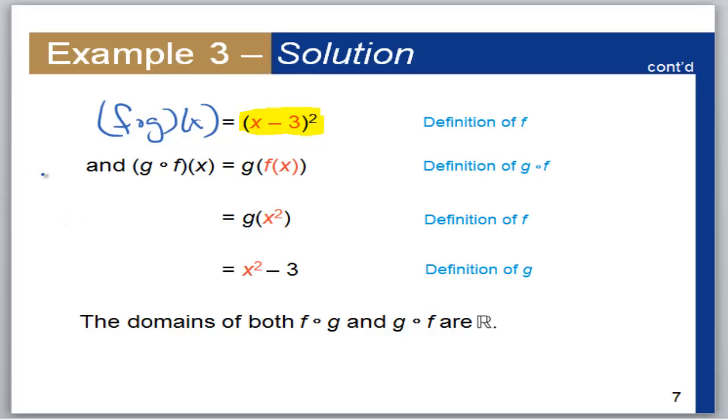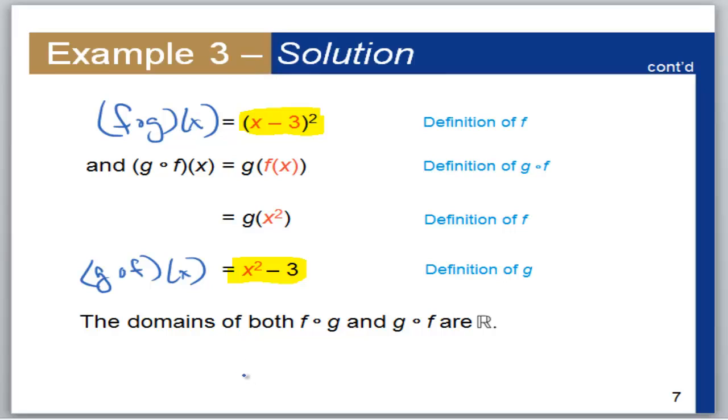That's your rule. And then g of f of x is just the reverse. You first do f of x, which is going to be x squared, and then you apply g to that, so you get x squared minus 3. So it's still a quadratic, but it's not the same quadratic, right? And this would be g of f of x.